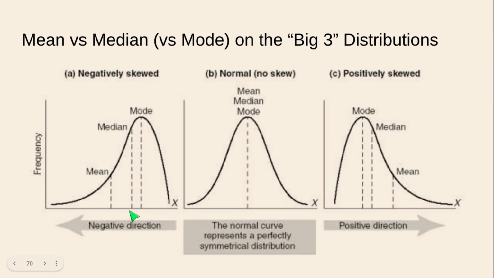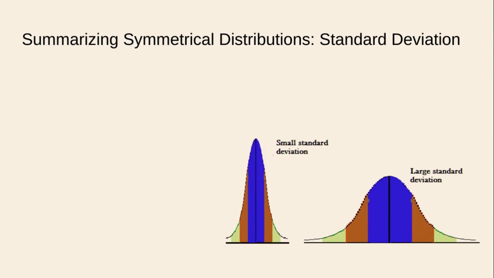Moving on. Summarizing symmetrical distributions. We're talking about standard deviation now. Up to this point, we've talked about measures of center in this lesson. Now we're going to be talking about measures of spread. Just like in our last lesson, we talked about quartiles and interquartile range, we had this idea of interquartile range as a measure of the spread of data, and it was a nice outlier detector as well.